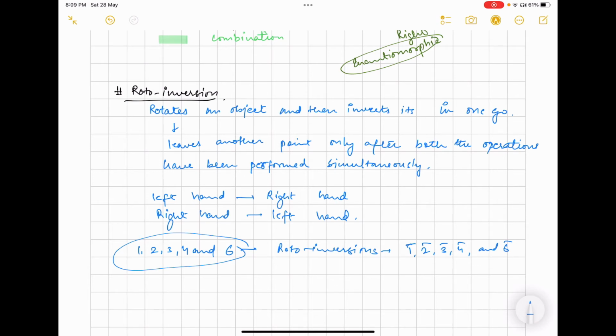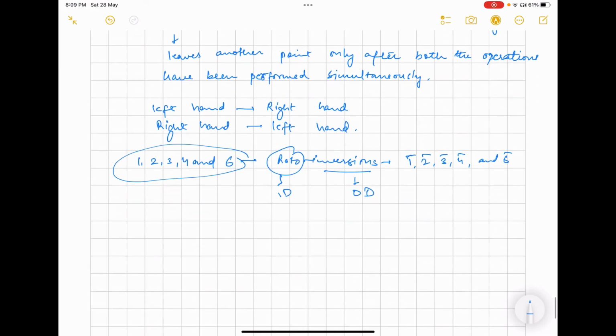Roto-inversion is not an axis properly, it is actually an improper axis, since it is a combination of a 1D and a 0D operation. So it doesn't have any integral dimensionality.